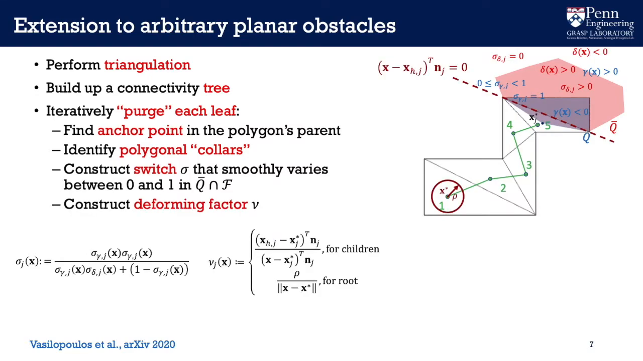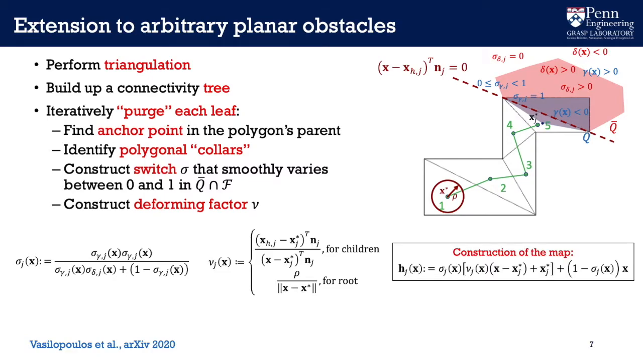We also construct deforming factors that map either the boundary of the leaf to the boundary of its parent, or the boundary of the root of the tree to the boundary of an equivalent disk. We can then write down the map between the mapped and the model space for each leaf purging, as described above for the case of star-shaped obstacles. If the obstacle intersects the workspace boundary, we simply merge it there, by treating the root of the tree as an additional leaf that needs to be merged.